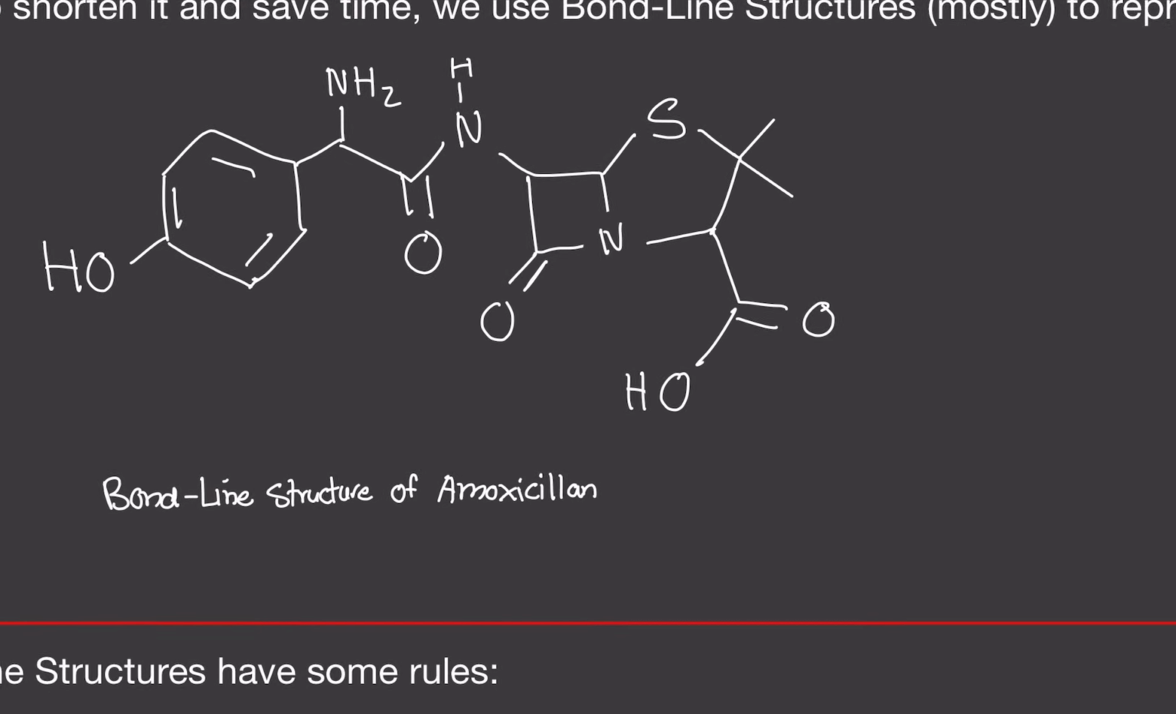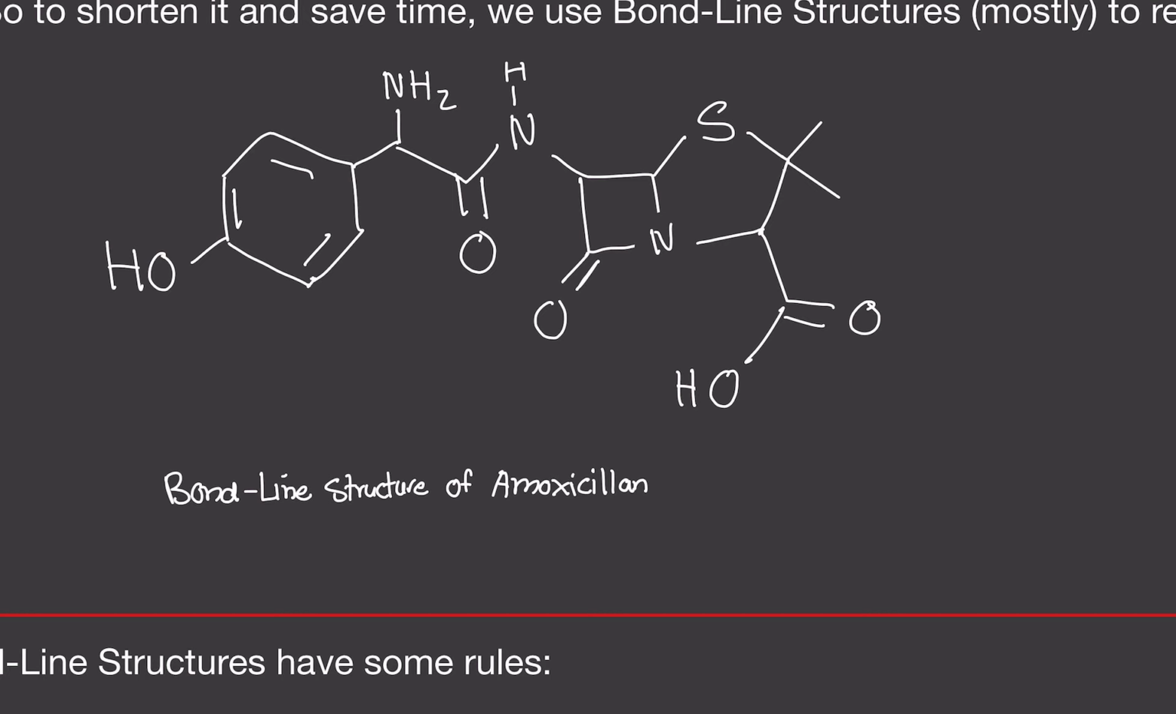That's where we have bond line structures. Bond line structures are essentially a shorthand way of drawing what we just did. This is still amoxicillin, same exact molecule, except it's represented differently. It's represented with a lot of lines. What the bond line structure does is essentially eliminate all the carbons and replace them with lines. In addition, we also wipe out all the hydrogens that are attached to carbons.